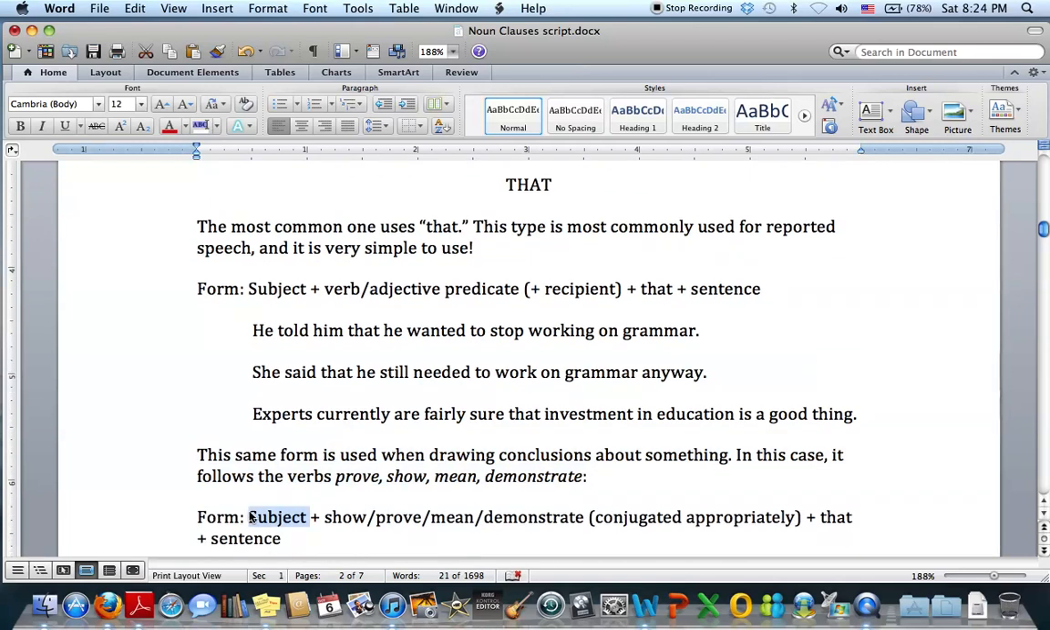Same deal, subject, plus one of these verbs. Notice I've listed 4 verbs right here. Show, prove, mean, and demonstrate. And they need to be conjugated appropriately. Put them into the right tense, make sure they match for person, right, and number. And then after that, we get that and a sentence. And that's basically it. That's all we have to do. Here's a couple of examples that are very common in academic writing.